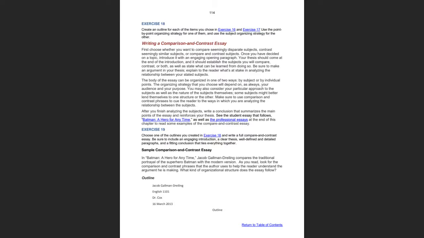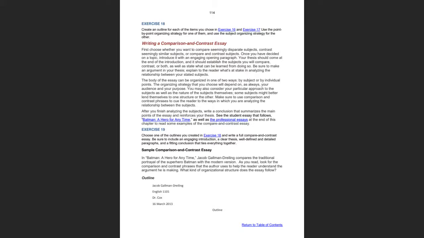We know the formula, it's hook, line, and sinker. Your thesis should come at the end of the introduction, and it should establish the subjects you will compare, contrast, or both, as well as state what can be learned from doing so. Be sure to make an argument in your thesis. Explain to the reader what's at stake in analyzing the relationship between your stated subjects. That is an option. You can also do the subpoint option if you'd like.